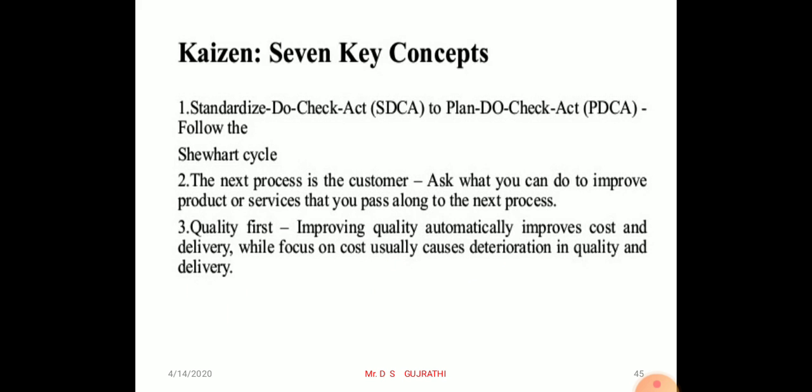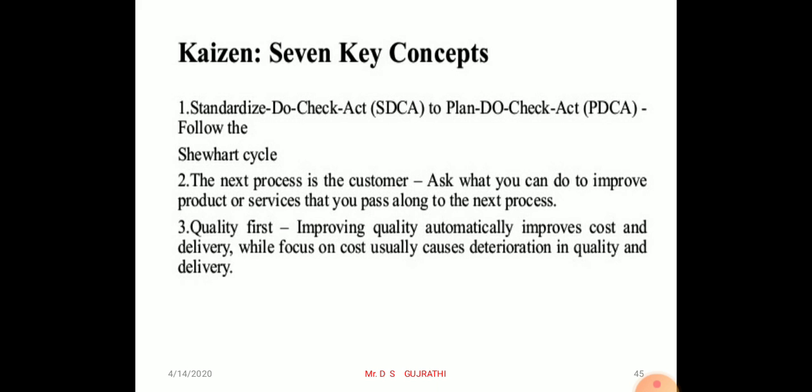The next process is the customer. Ask what you can do to improve the product or service that you pass along to the next process. So the customer has to be given due importance. Customer suggestions and feedback have to be taken into consideration before moving further with your production. When you want to improve your product, you have to take the feedback given by the customer very positively, and accordingly changes should be done in the product.